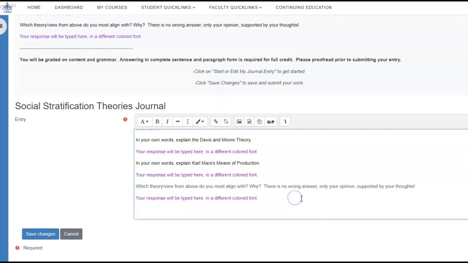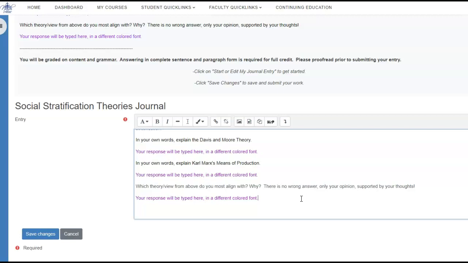The third question is also going to be in paragraph form. I am looking for a college-level paragraph, but here I am looking for your opinion. Which one of those theories, the Davis and Moore theory or Karl Marx's means of production, resonates more with you? The question says, which one do you most align with? That doesn't mean you have to be a true believer in what that theory says. It's just which one you feel you can understand the best. Remember, in sociology we are not about what is right and what is wrong. We are about understanding.